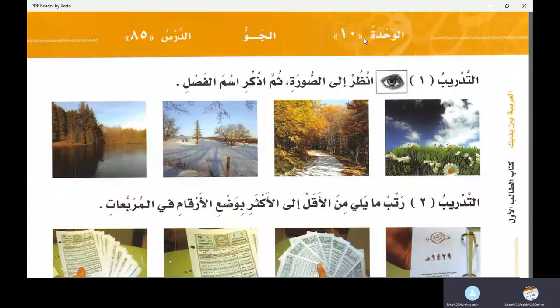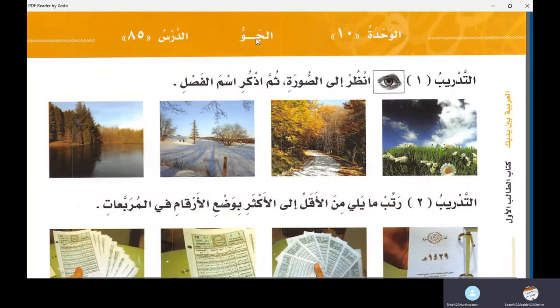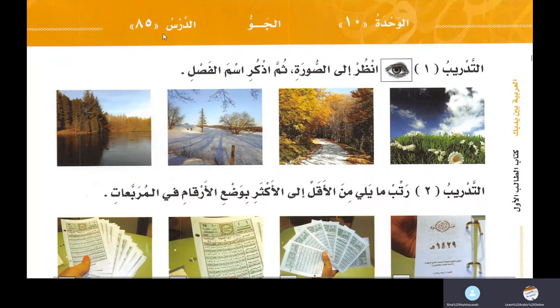Today we'll start the tenth unit, Weather, lesson eighty-five, first exercise. Look at the picture, then mention the name of the picture. Okay. So you will write the names of the seasons here. This is your home.